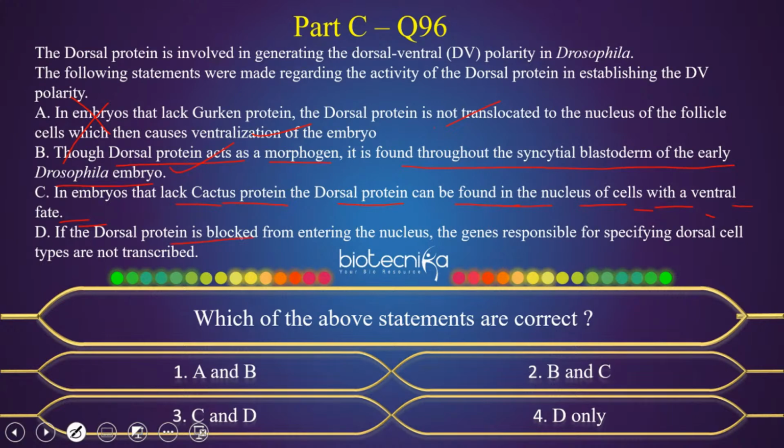If dorsal is blocked from entering the nucleus, then there will be no ventralization. In that case, the genes responsible for specifying dorsal cells are not transcribed. No, they will be transcribed because dorsal is blocking or repressing the dorsal cell types specification. So if dorsal is blocked from entering the nucleus, nobody can repress the dorsal genes, so they will be synthesized. That's why D is wrong. Here your correct answer is option 2, B and C.